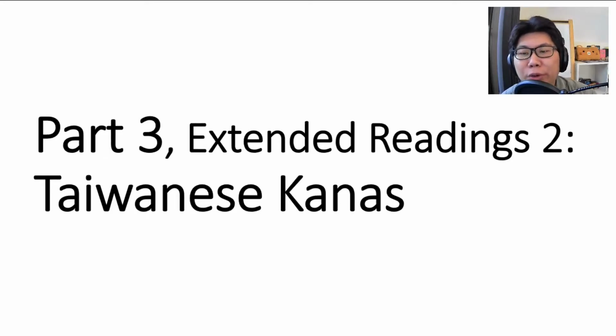Welcome to Extended Readings 2. In the main video, we've talked about Ainu Kanas as an example of how small kanas are used to write another language. In this video, I want to show you the other well-known example, that is the Taiwanese Kanas. This is a system that came up in the late 19th century as a spelling system for Taiwanese, during which Taiwan was a colony of Japan.